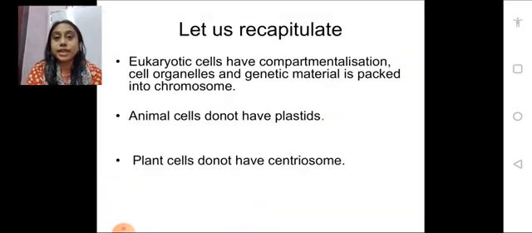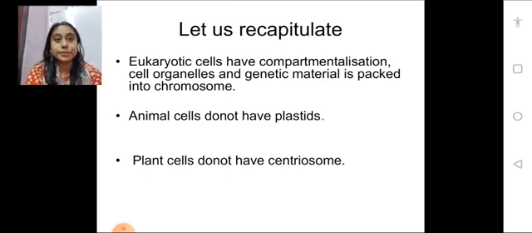So let us recapitulate at the end what we have studied in today's class. We started studying eukaryotic cells, and we came to know that eukaryotic cells have compartmentalization. They have cell organelles. They have a well-defined nucleus, and inside the nucleus, the genetic material, the DNA, is packed into chromosomes. It is not in the form of a network of fibers like prokaryotic cells. We came to know that animal cells do not have plastids, is it not? And plant cells do not have the centrosome and centrioles. Animal cells not having plastids is very common, but plant cells not having centrioles may be new to you all in class 11.